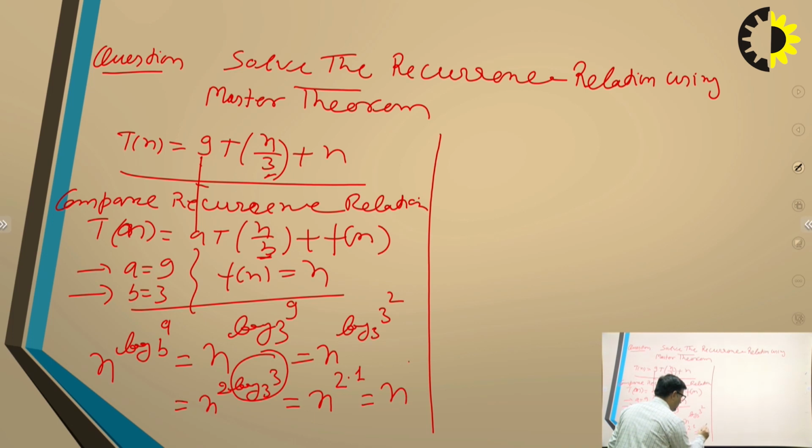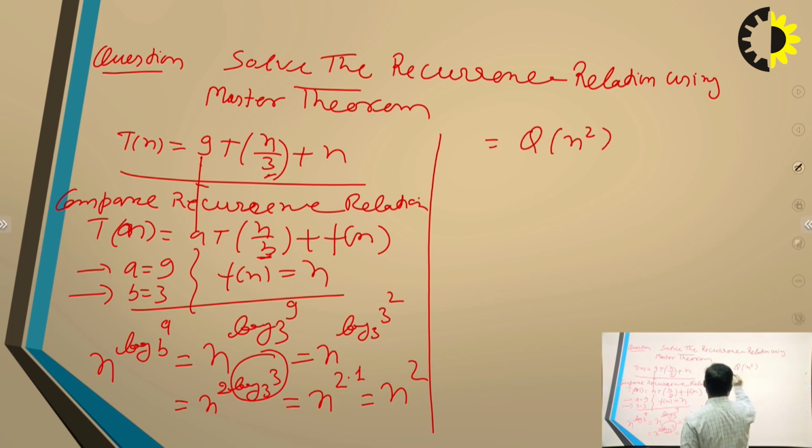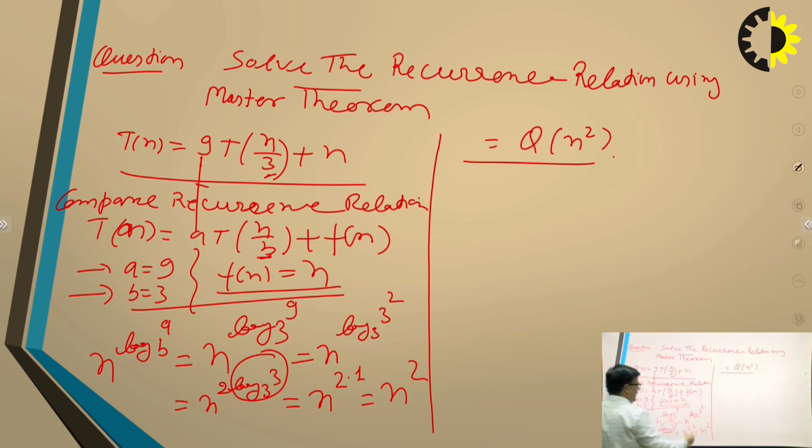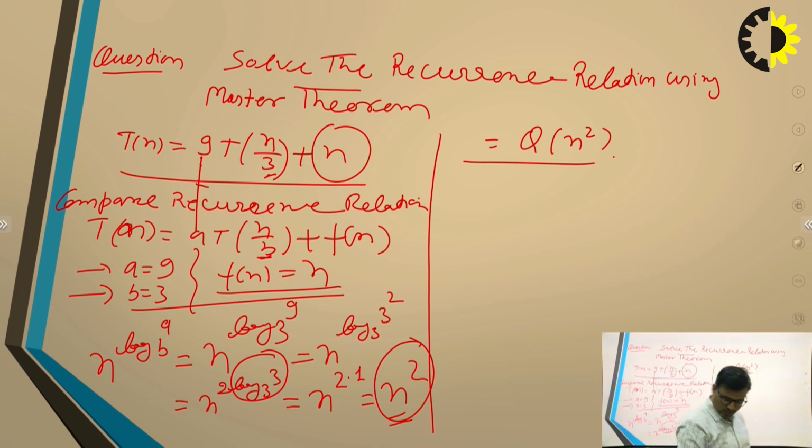Then we will find out the n square, and get the value equals to theta n square. So here Fn is equal to n, and we will get the value n square. This value and this value have some basic difference that will be used for master theorem case 1.